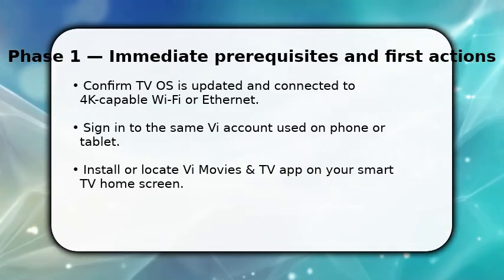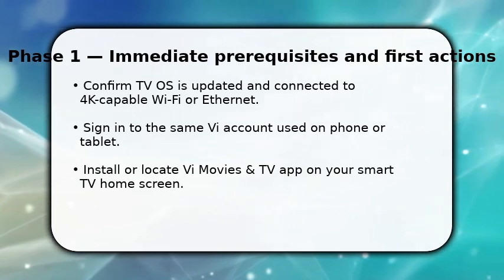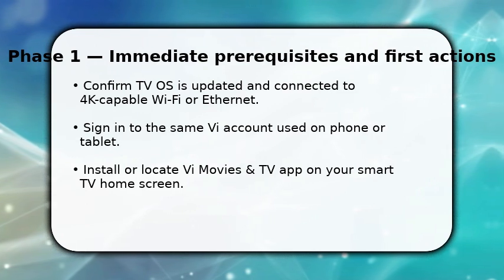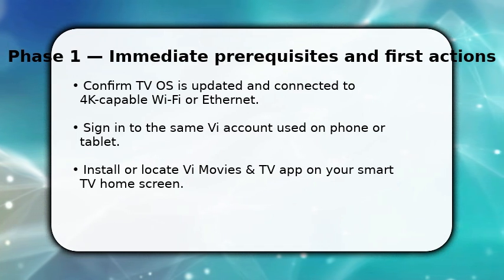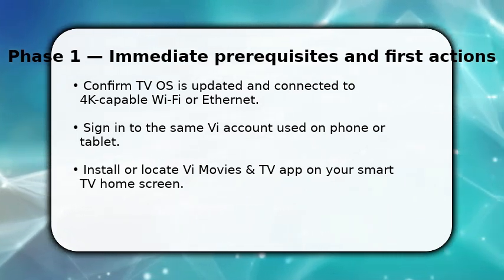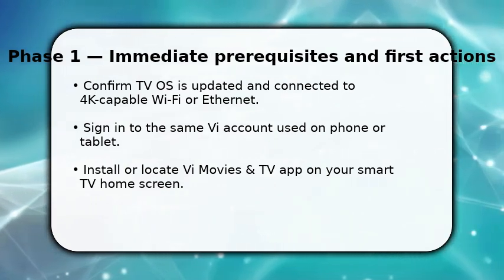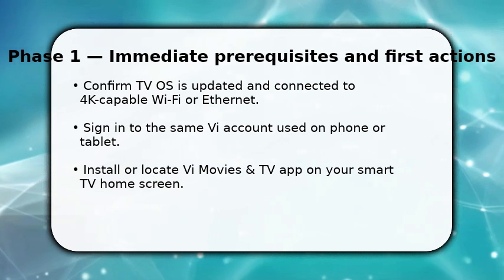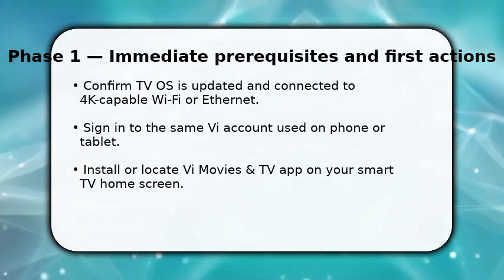You start by making sure your smart TV is updated and on a stable network. This prevents playback hiccups. Once done, open the App Store, install Vi Movies and TV, and sign in with your Vi credentials. The app links to your purchases and preferences. Make sure your account has active streaming rights, otherwise, purchases won't show. If asked, accept permissions for storage and device access so downloads and casting work smoothly.